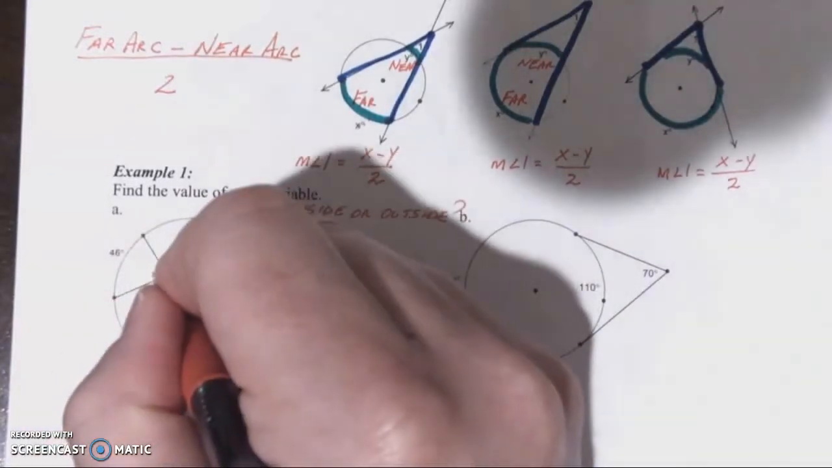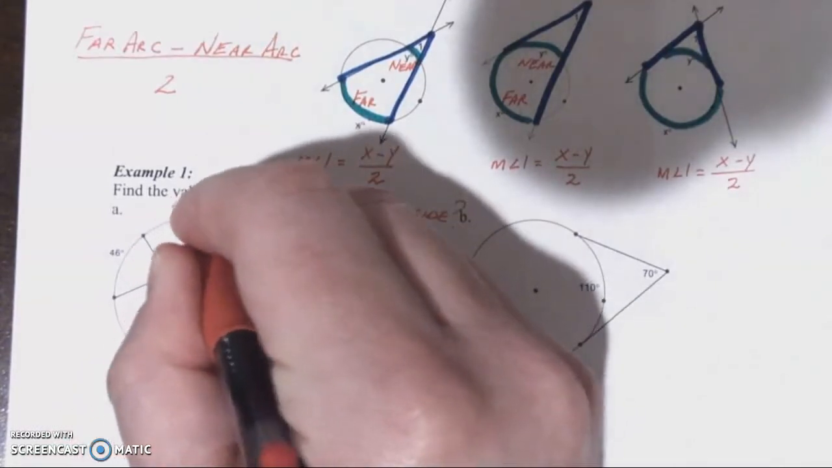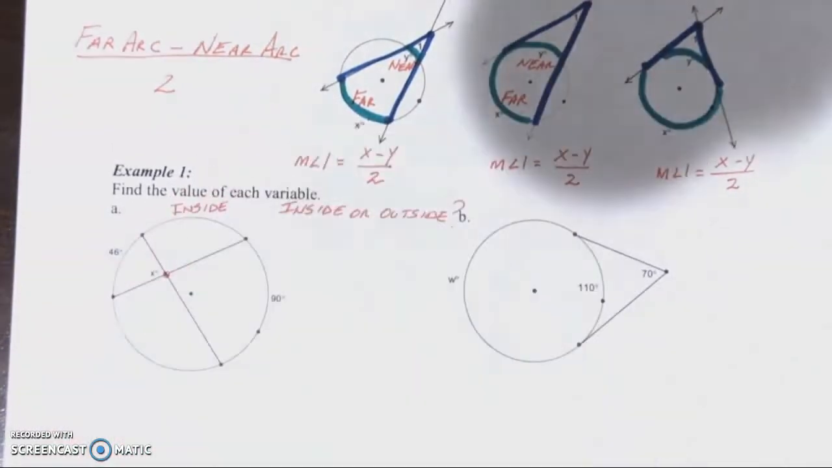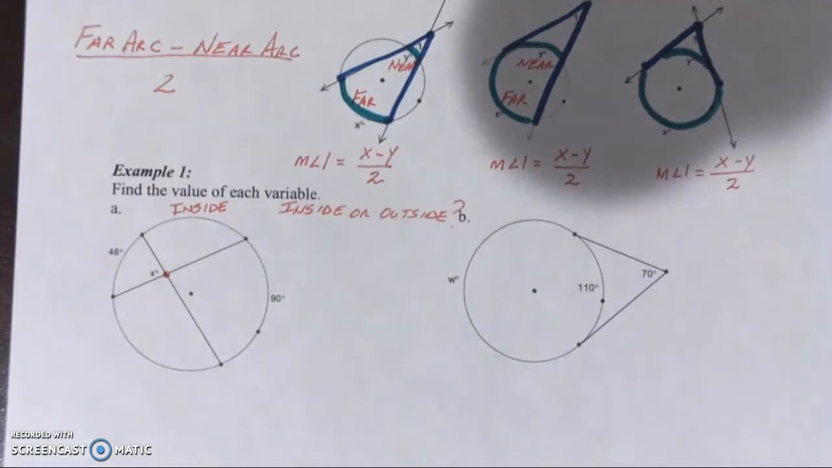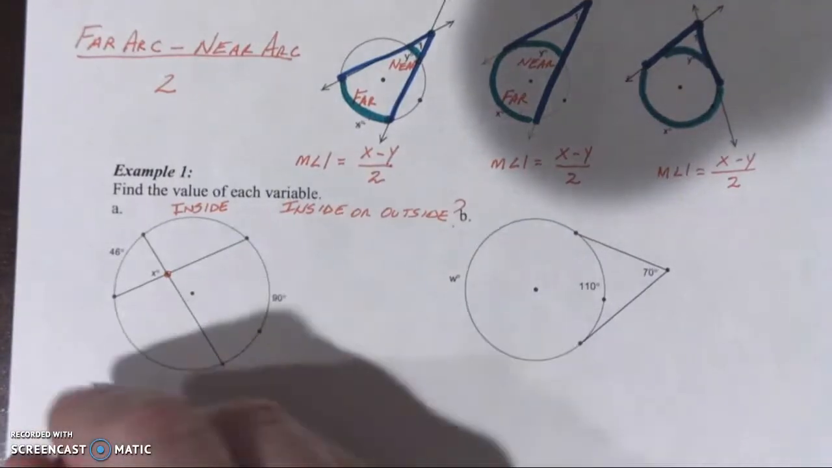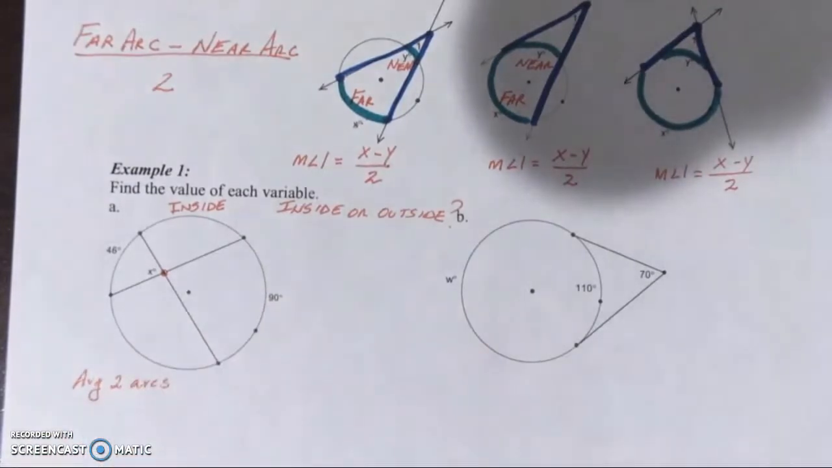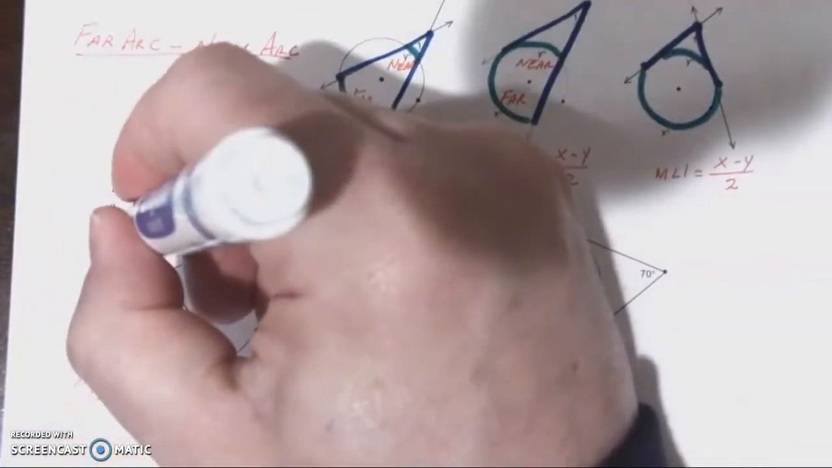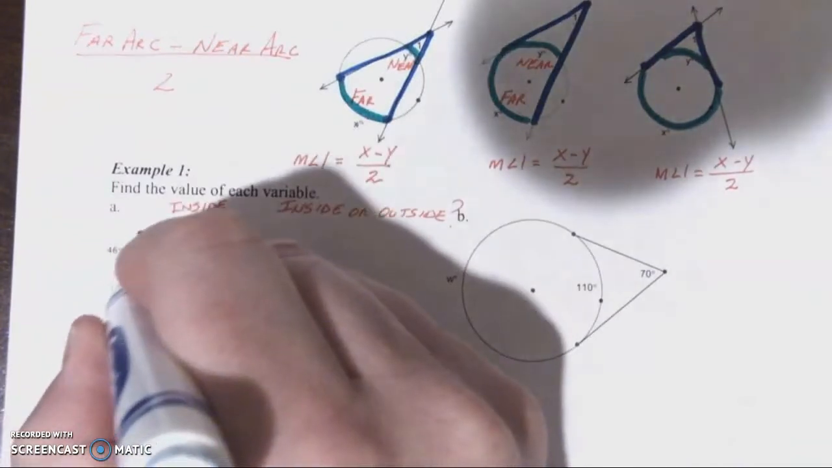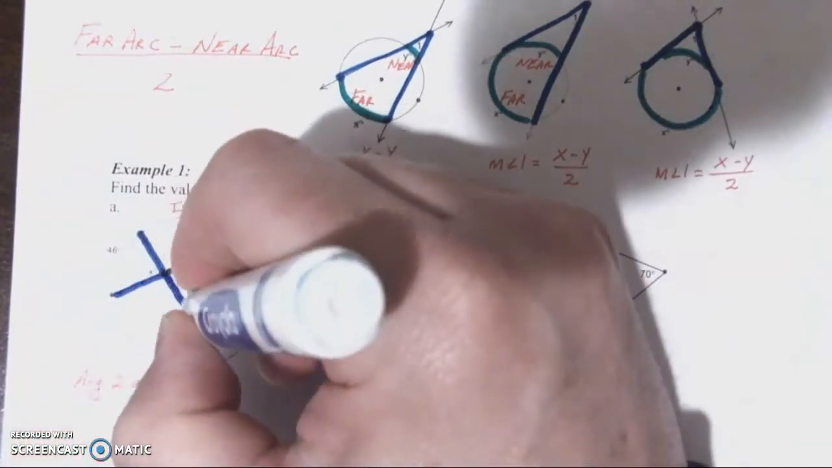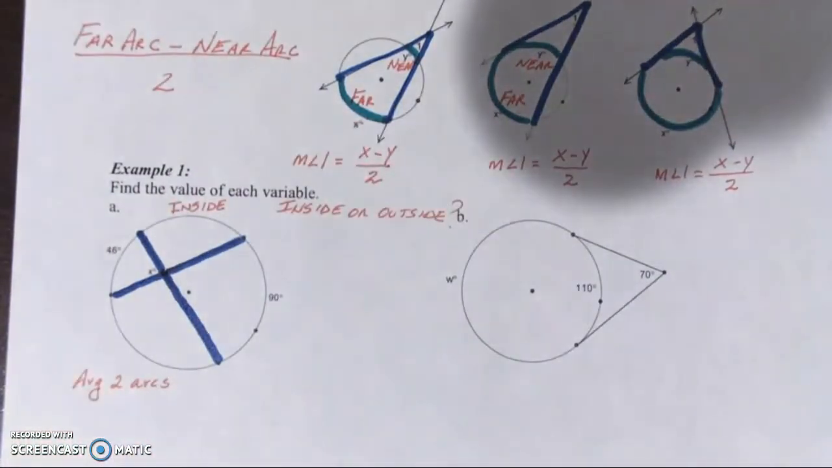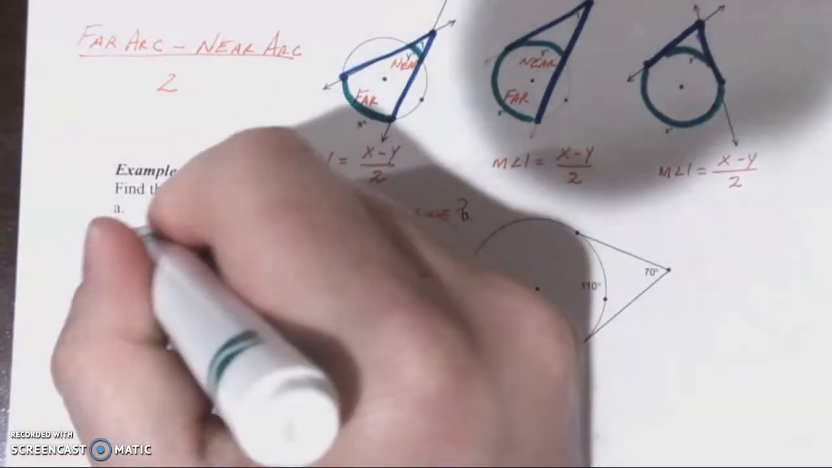Okay, this angle is formed by two lines intersecting inside the circle. Okay, so we want to think the average of the two arcs. Let's trace out our angle. Okay, trace out the lines that form the angle. Okay, and we see two intercepted arcs.